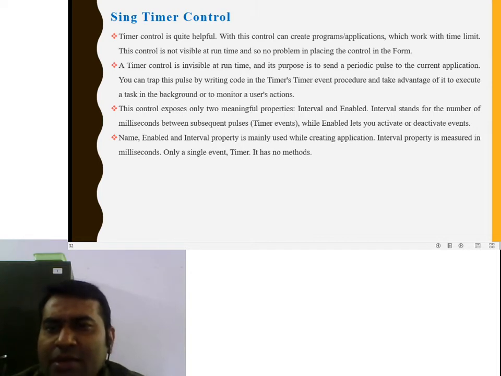Name, enabled, and interval properties are mainly used while creating an application. Interval properties are measured in milliseconds. There is only a single event, Timer. It has no methods.